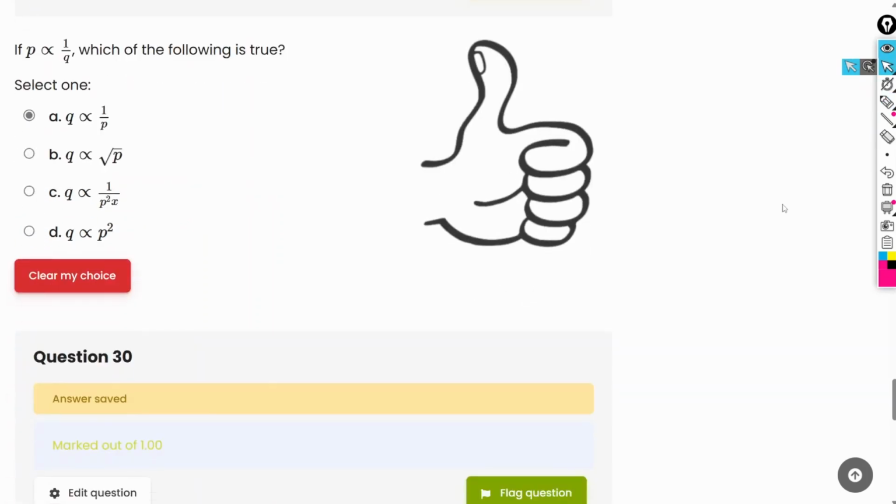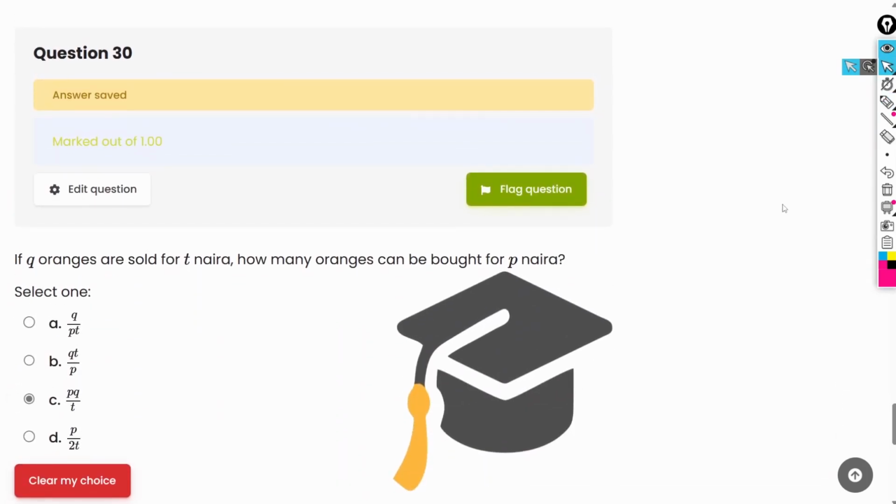All right, let's take on 30. 30 says, if Q oranges are sold for T naira, how many oranges can be bought for P naira? Q oranges are sold for T naira. How many oranges can be bought for P naira? Okay, so we can say that the amount of oranges sold, O, is proportional to your amount in naira, all right? Because the more oranges you buy, the more naira you spend, and if you don't buy any orange, you spend 0 naira, right? So it's a proportional relationship, all right?